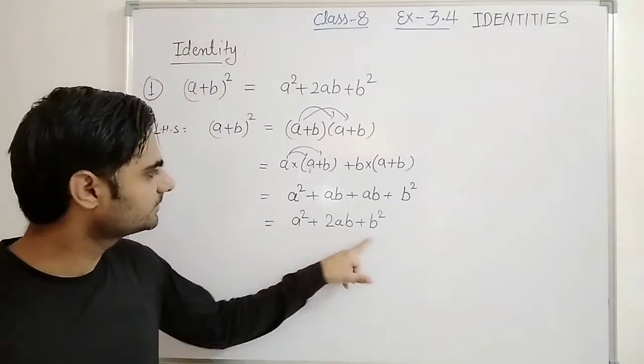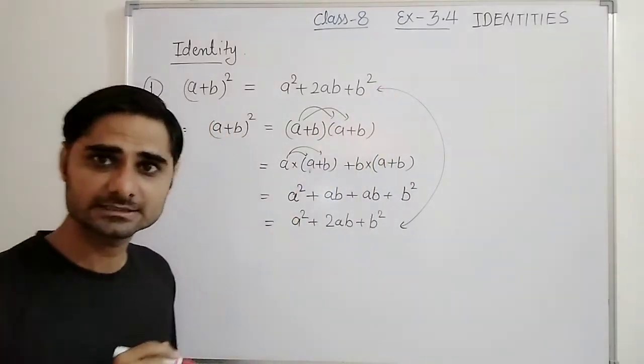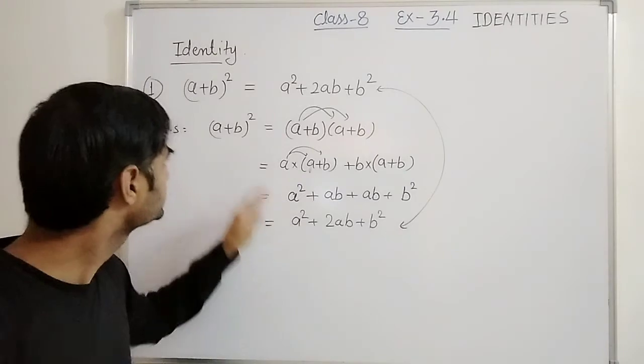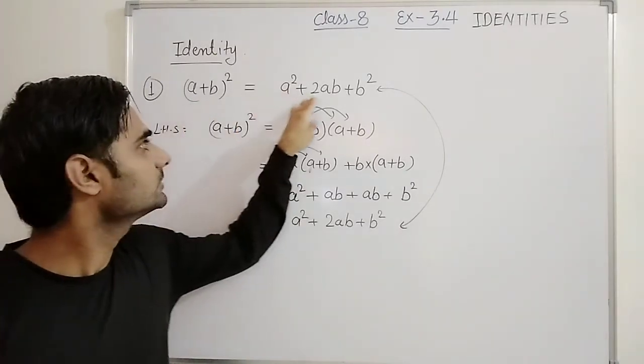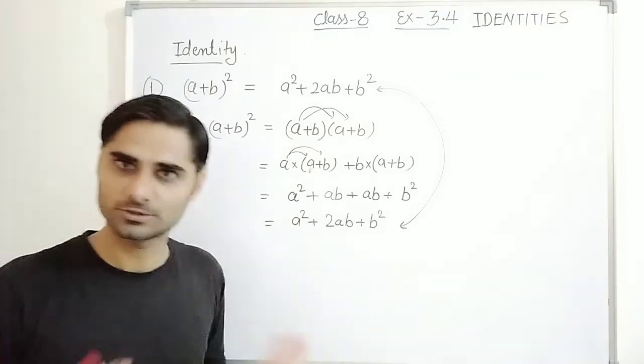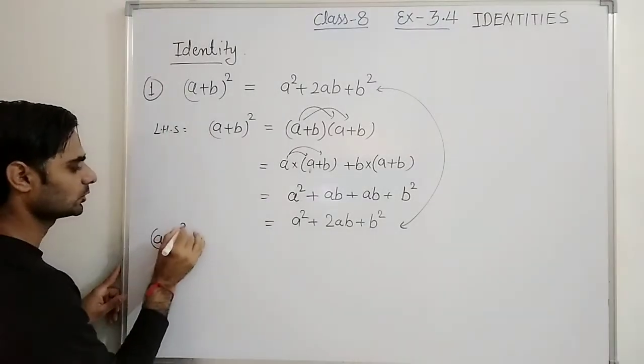A square, 2ab, b square. Can you see these both are same? Yes. If these both are same, so no need to solve every time. We can use directly this equal to this. These are identities. Okay.